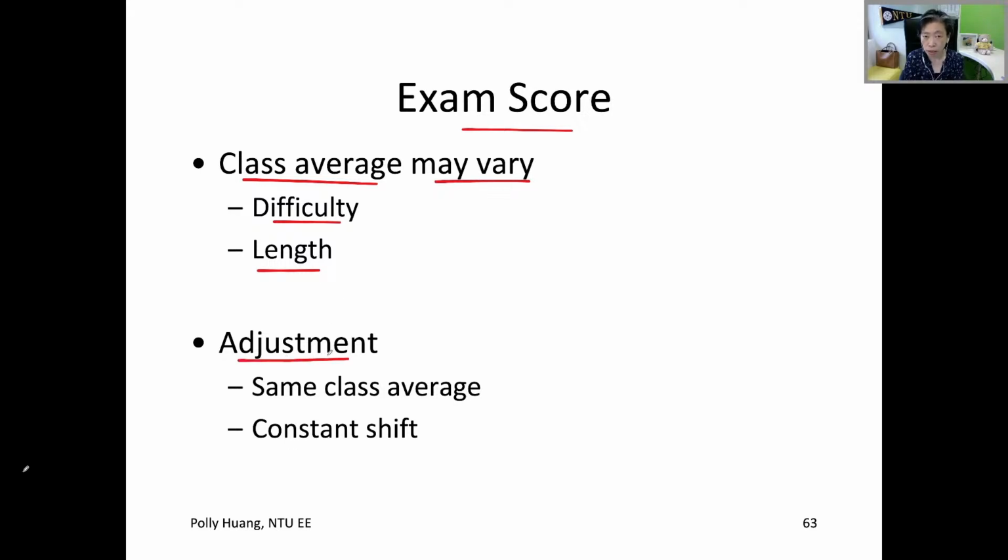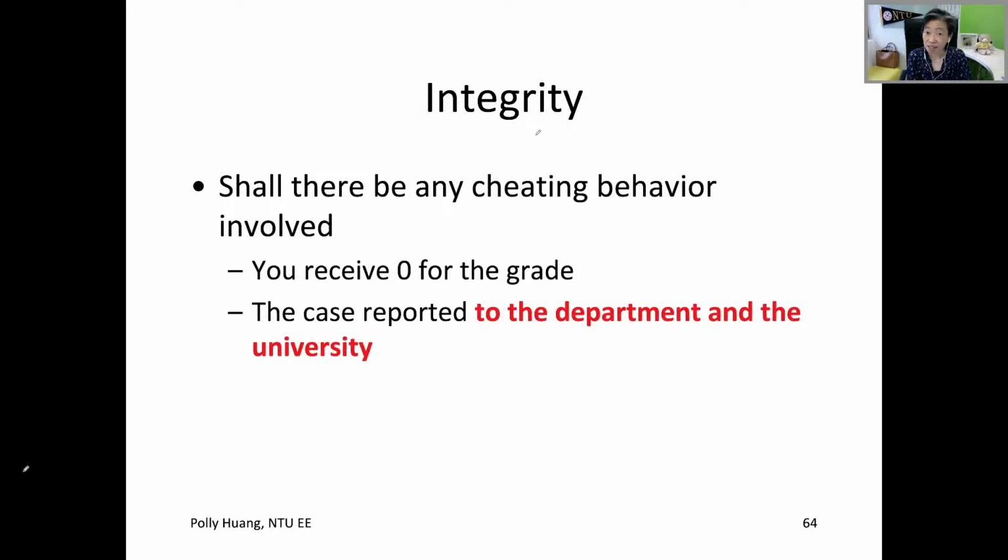So we will adjust such that all 3 exams will align to the same class average. And that adjustment is a simple constant shift. All right. Last but not the least, guys, you don't want to cheat. You can do better than this. But in the very, very unfortunate case that we discover cheating behavior, 0 will be granted for the whole semester and the case will be reported to the department and further up to the university.